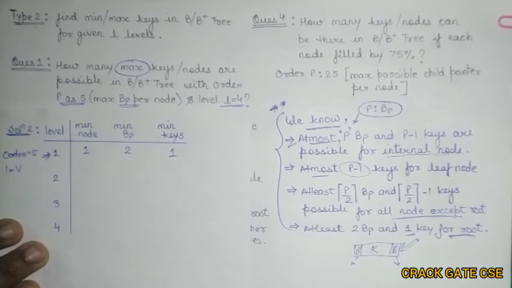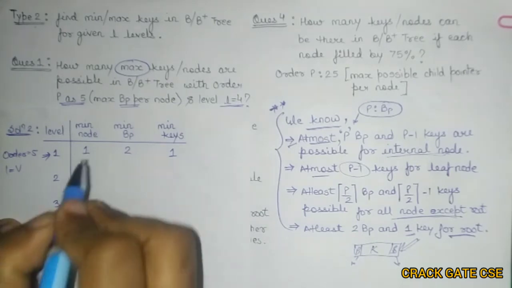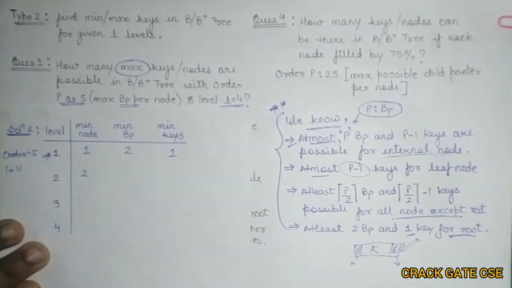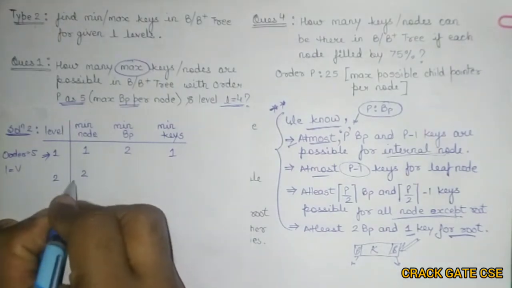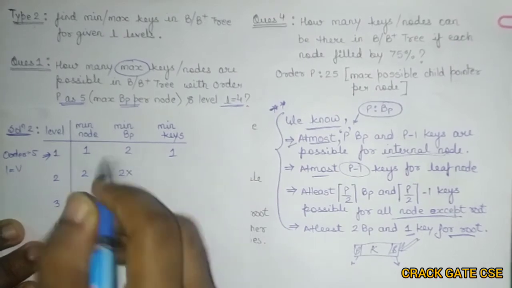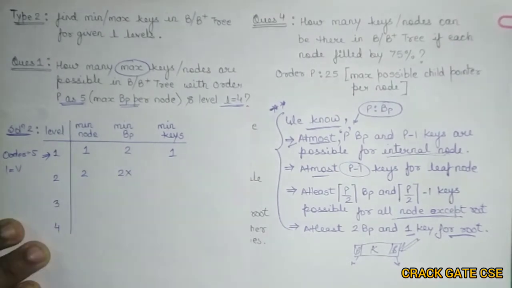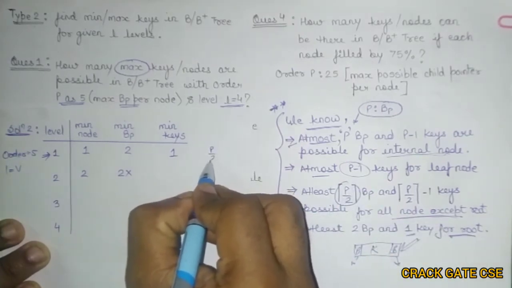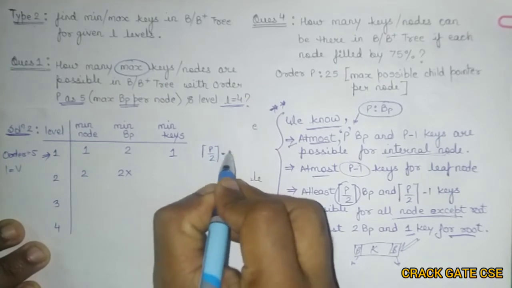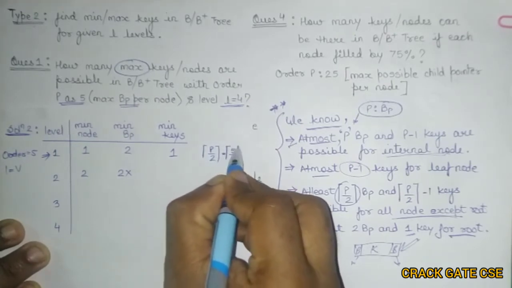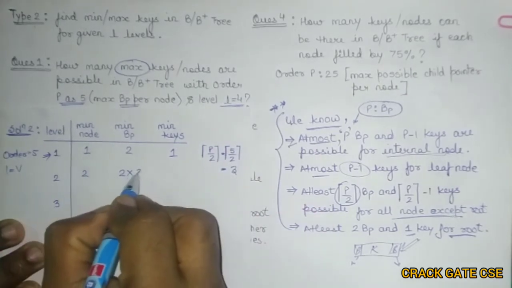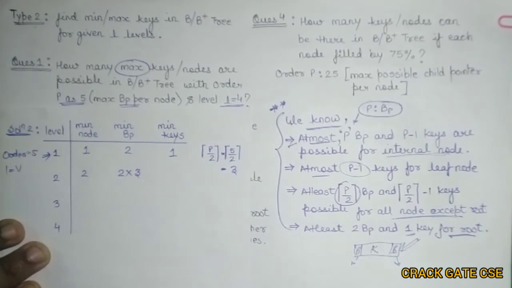Now we have to check for all other nodes except root. So if there are 2 block pointers, then there should be 2 nodes at the next level, right? And if there are 2 nodes, then how many minimum block pointers are possible for these two nodes? See, this is P by 2. So if you find out the P by 2, it will be nothing but 5 by 2, and we have to consider the ceiling value. So this would be 3. So it would be 2 into 3, unlike the previous question.